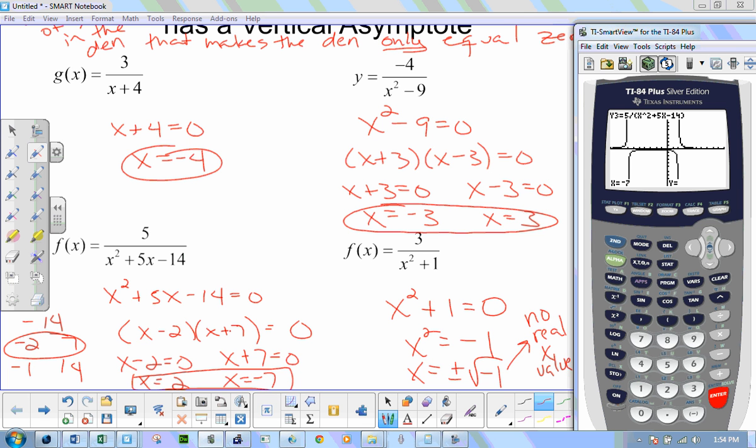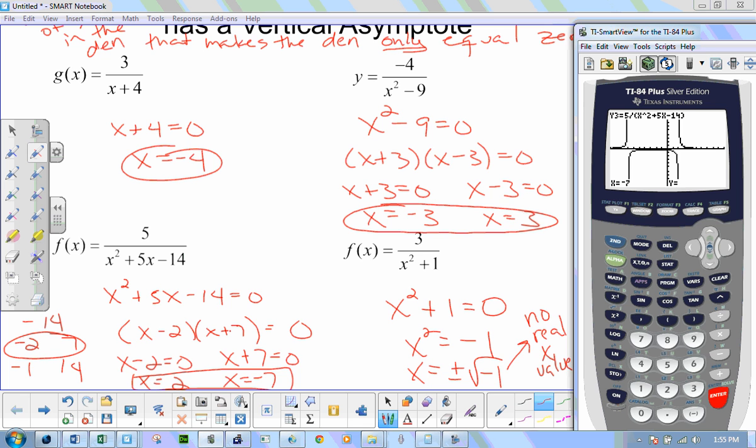So why is this a good example? Because it's an example of a rational function that doesn't have a vertical asymptote. So it lets you consider this. Do all rational functions have vertical asymptotes? No. But if you have a vertical asymptote, there's a good chance it is a rational function.